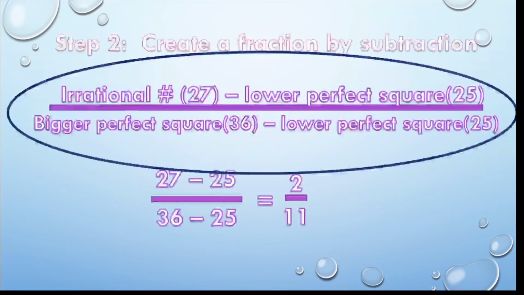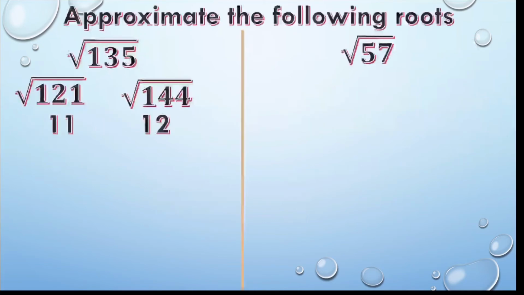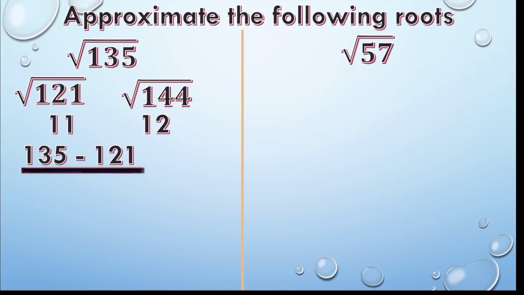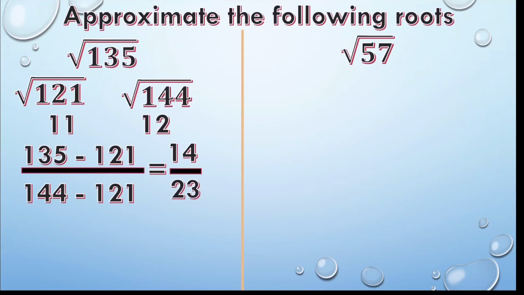So now I need to do this. Remember, we're doing our fraction. So I have to take the irrational number I'm dealing with and the lower perfect square. So the irrational number I'm dealing with here is 135. So 135 minus 121 over 144 minus 121, which gives me 14 over, make sure you're writing your fraction bar, don't just put numbers everywhere, 23. So I'm looking at a fraction of 11 and 14 over 23.